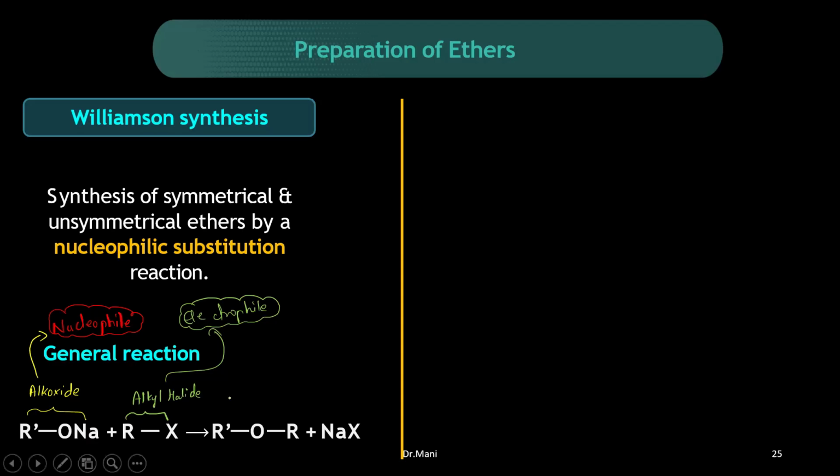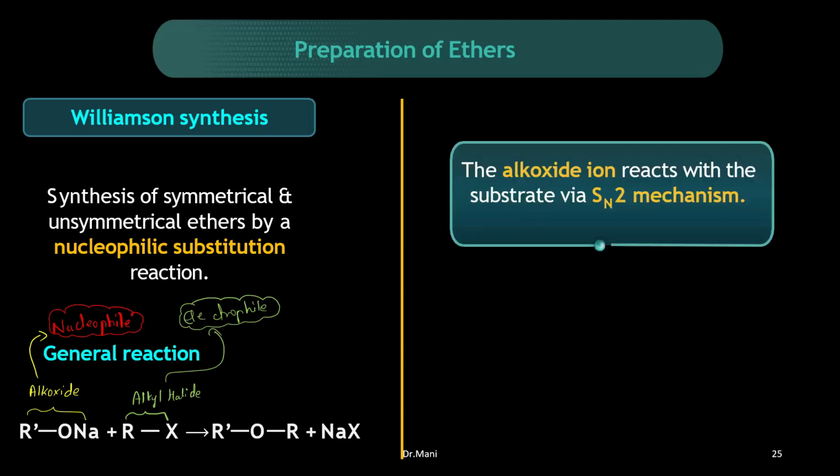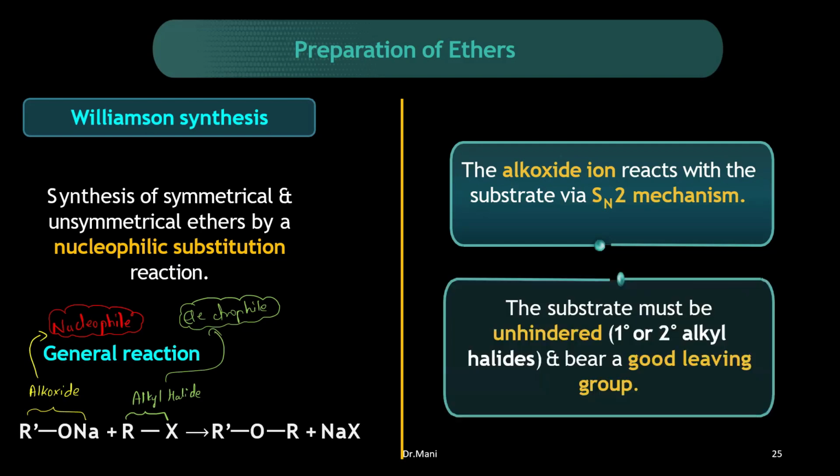When you react both of them, you will get an ether. And you see here, this is an unsymmetrical ether, R'OR. So remember, the alkoxide ions react with the substrate via the SN2 mechanism. That means it will react with an alkyl halide and give different kinds of products.